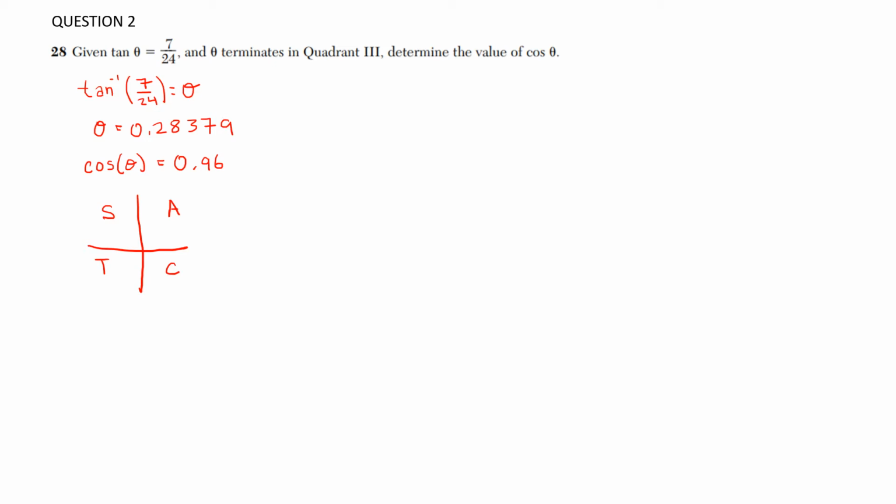So here we said that in quadrant 3, let me circle it. In quadrant 3, only tangent and cotangent are positive. So we know that the value that we get here has to be negative. So we have to remember to put a negative sign before the 0.96. So another way we can go about doing this is actually drawing this out.